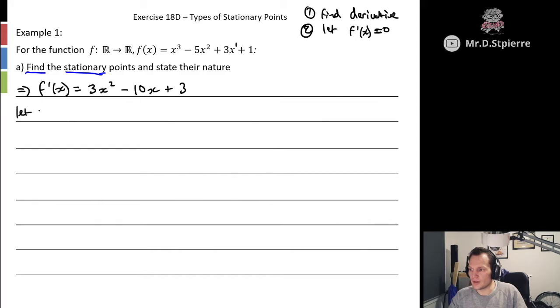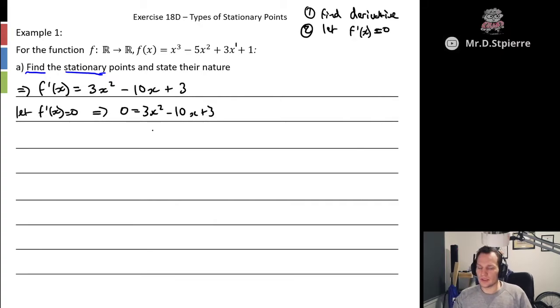We are going to now let f dash of x equal to 0. It follows on that 0 is equal to 3x squared minus 10x plus 3. Ooh, nasty. Why is it nasty? Well, it's got x squared terms, got a coefficient. That means we can't use basic inspection.